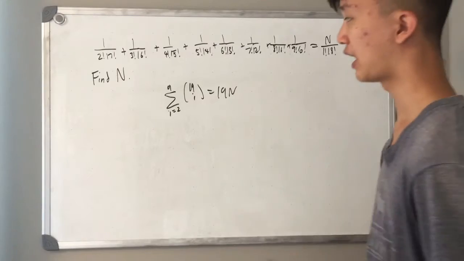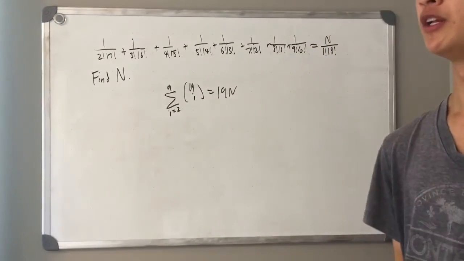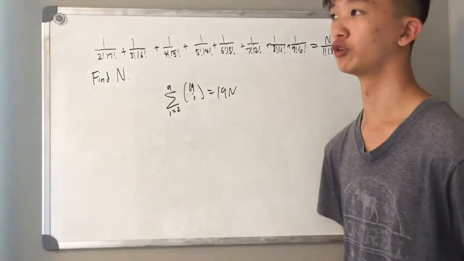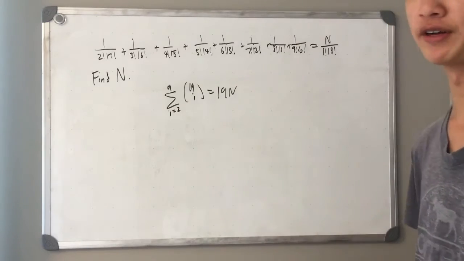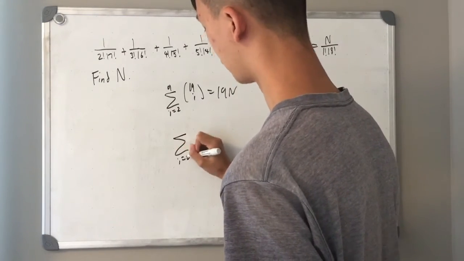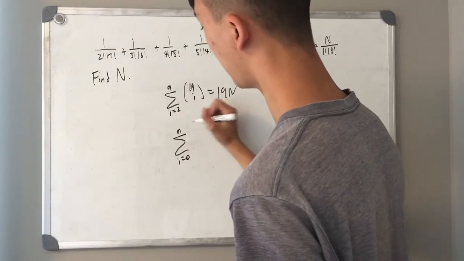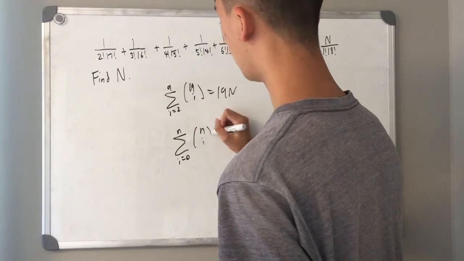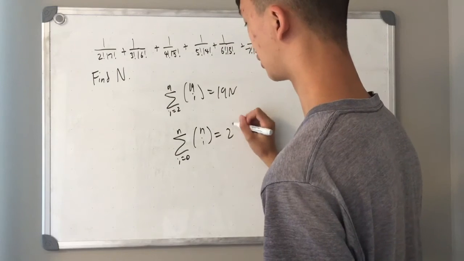But then notice that if we add 19 choose 0 and 19 choose 1, then we get 2 to the power of 19 over 2. Because now we have to recall a counting identity. Well, if we have the sum from i equals 0 to some value n of n choose i, this sum is equal to 2 to the power of n.